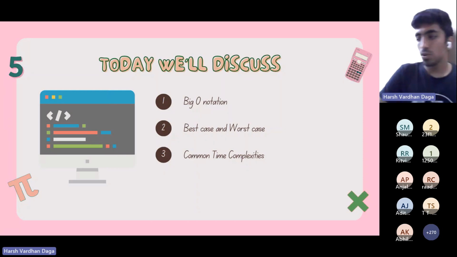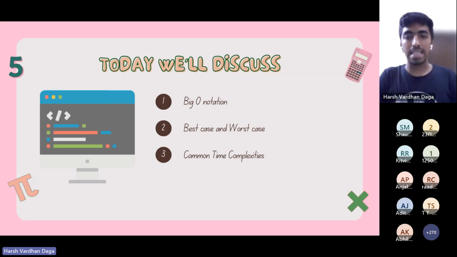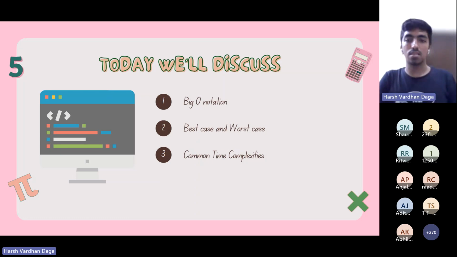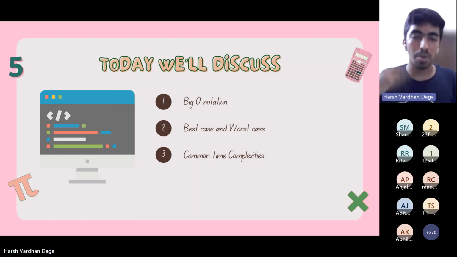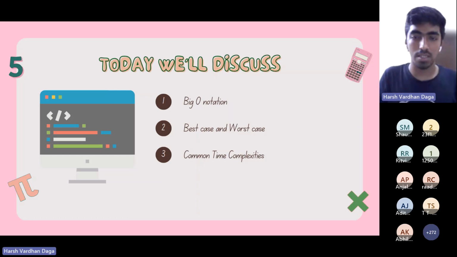Okay, so let's discuss the content table for today's session. Today I'll be covering three topics broadly. Firstly, the big O notation. Second one is the best case and worst case, which is a very important topic, and knowledge of this topic is required to implement in almost every question. And third one is common time complexities.